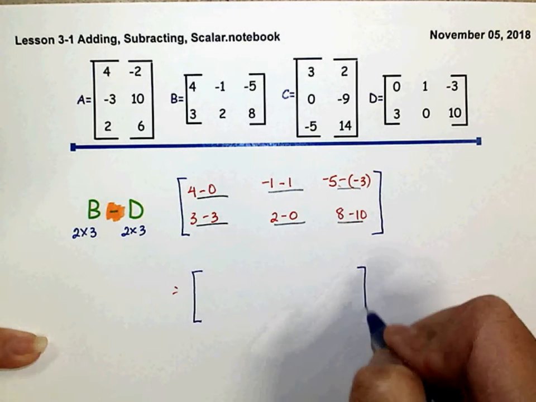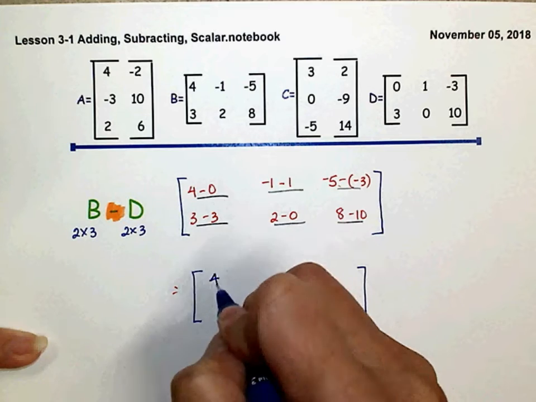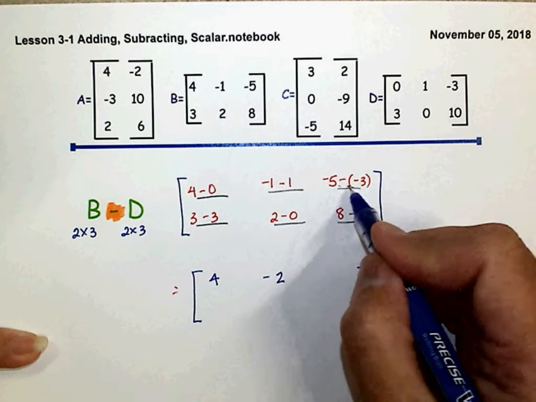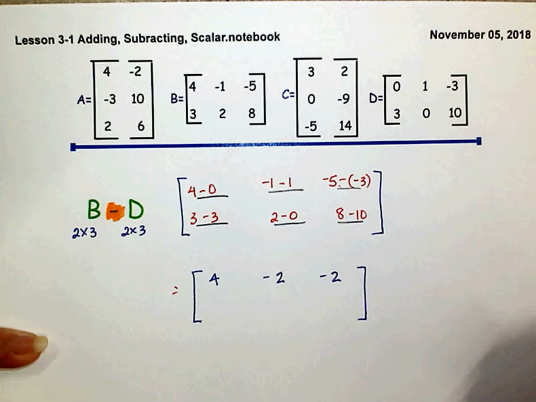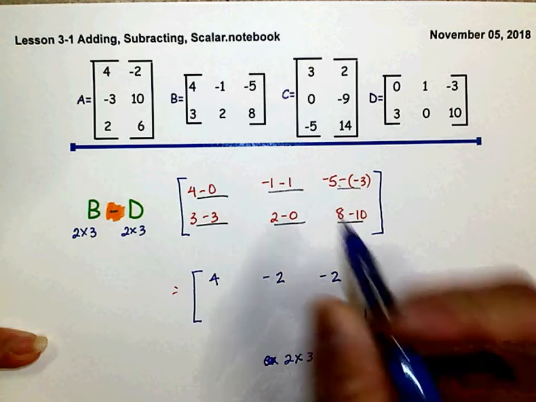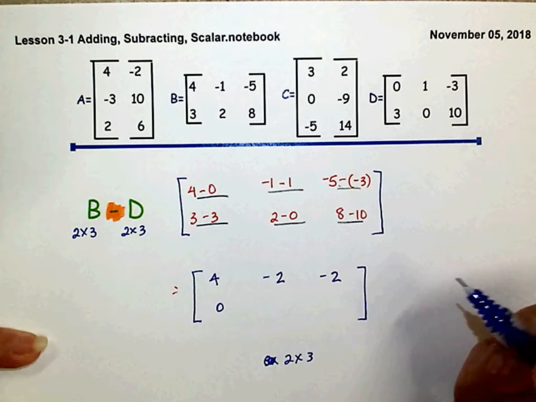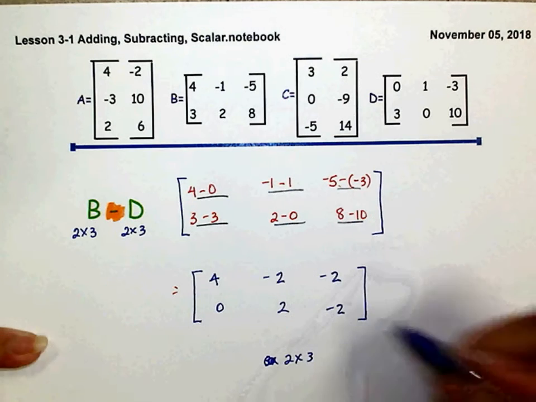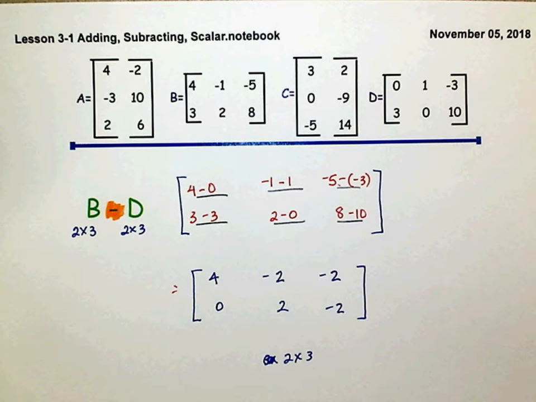4 minus 0 is 4. Negative 1 minus 1 is negative 2. Negative 5 plus 3 is negative 2. Notice your dimension is 2 by 3. 3 minus 3 is 0. 2 minus 0 is 2. 8 minus 10 is negative 2. So there's your solution, okay, for B minus D.